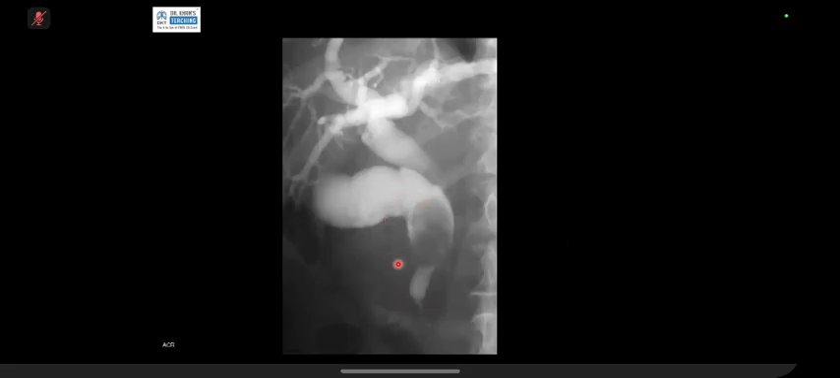There is a filling defect here. Yeah. Stone. So why is it causing dilatation of the CBD and intrahepatic duct dilatation? Mirizzi's syndrome. So in Mirizzi's syndrome, what happens is that a stone sitting in the cystic duct or a large stone sitting in the neck of the gallbladder compresses the CBD and causes obstruction. But in surgical literature, there are subtypes. And what happens is that gradually this erodes into the CBD.